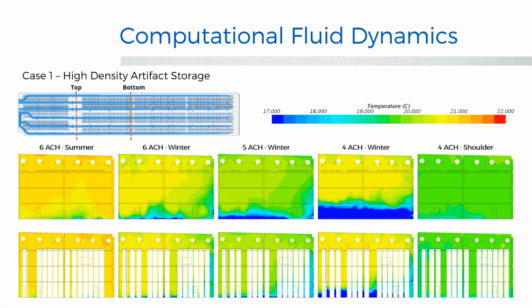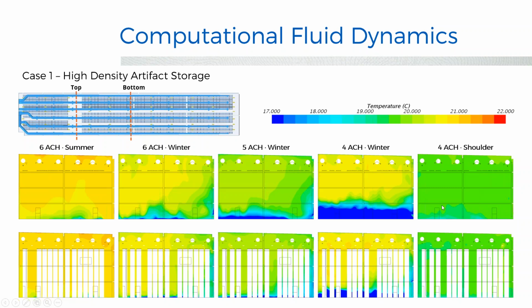But for the majority of the year, conditions will not be as extreme as this. As a proof that they could probably run at 4 air changes most of the time, we then put together a shoulder season set of environmental conditions and ran at 4 air changes. And you can see the results here are very favorable. We're getting very good and uniform conditions throughout the space.